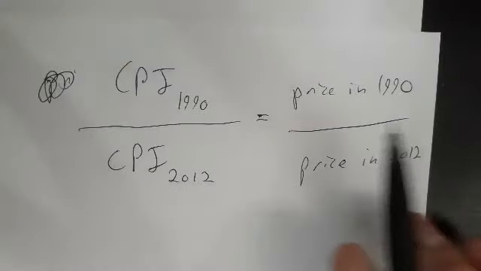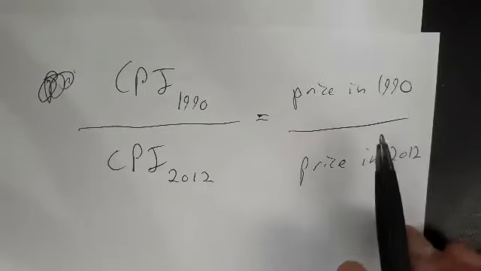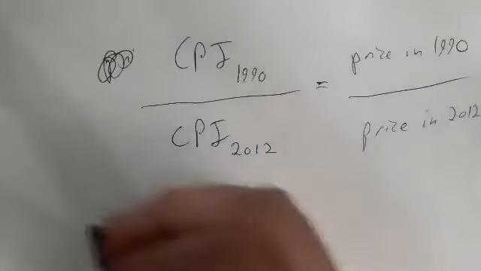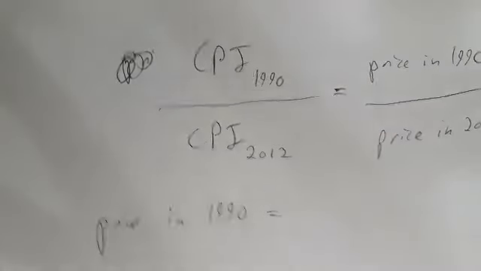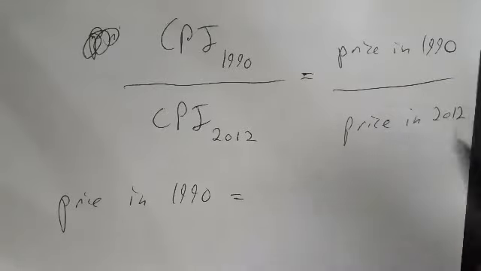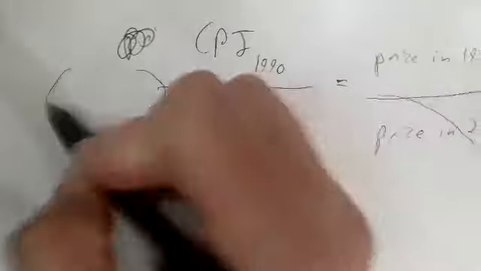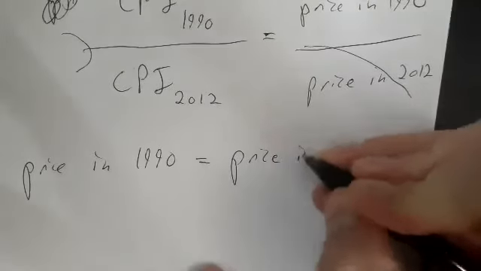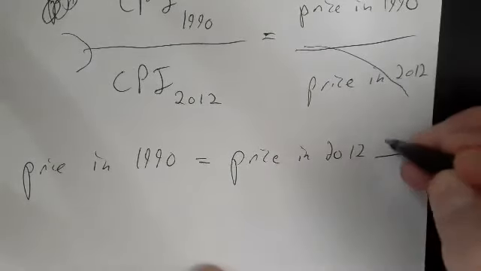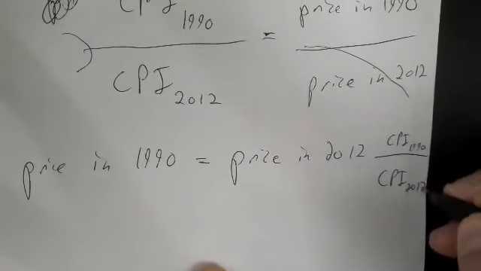Now, if I want to solve for the price in 1990, one way I can do that is by multiplying both sides by the price in 2012. So if I'm solving for the price in 1990, one way I can do that is by essentially multiplying by this. We get rid of it over here, and we would have to place it over here. CPI of 1990 versus the CPI of 2012.